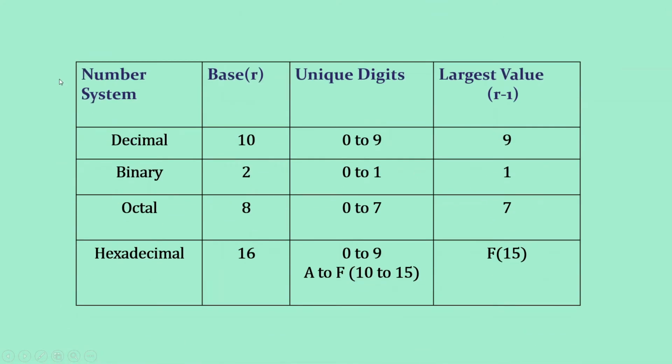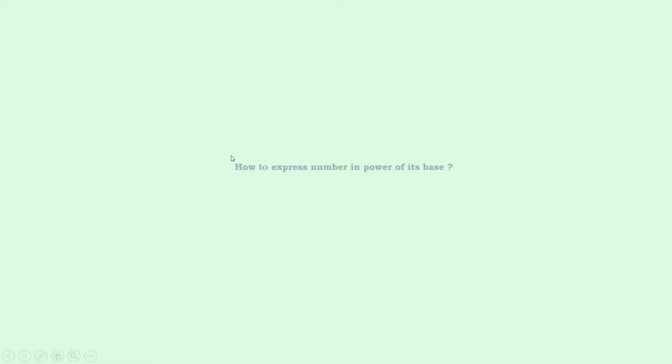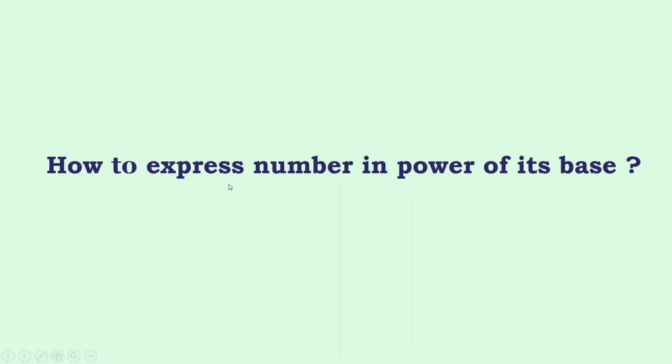Okay, so let's bring this in tabular format. We have 4 different number systems and the base of each is given over here. The unique digits available in each number system are 0 to 9, 0 to 1, 0 to 7 and 0 to F. And the largest value is nothing but 1 less than its base. Now we will see how to express a number in power of its base.